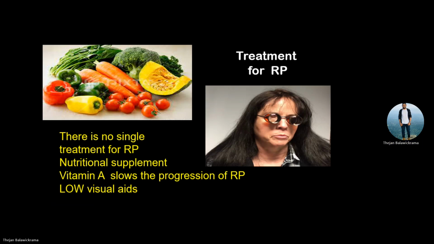Got it? And we give them vitamin A, because rhodopsin is the pigment inside the rods, and for manufacturing rhodopsin, you need vitamin A.